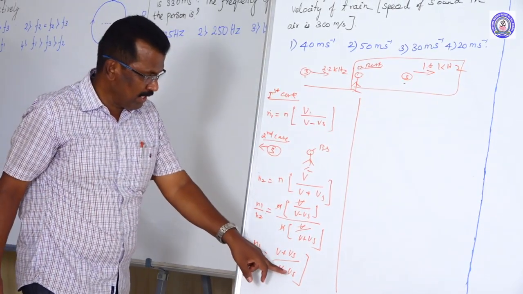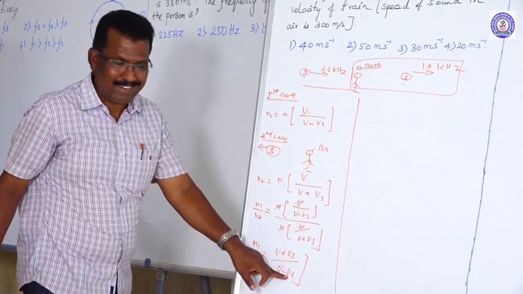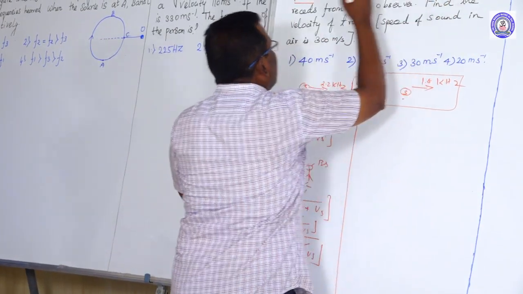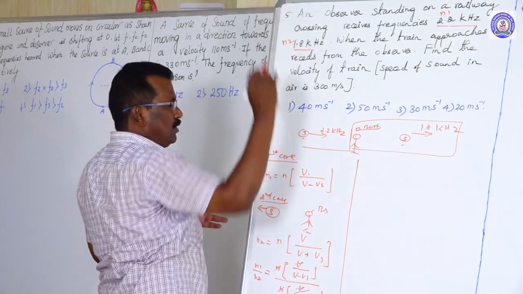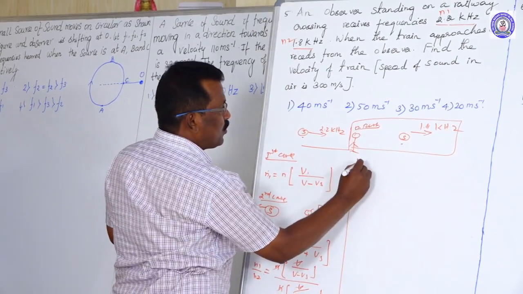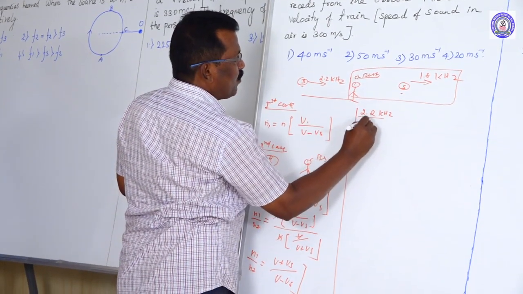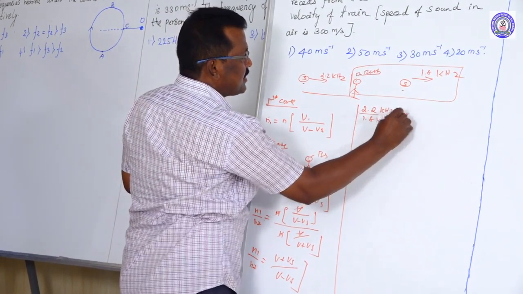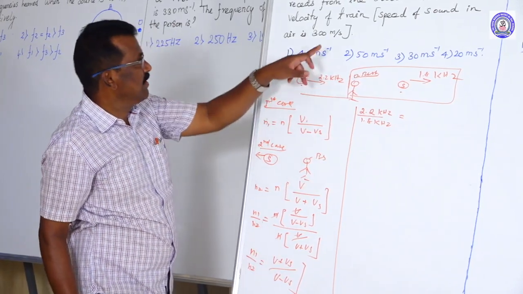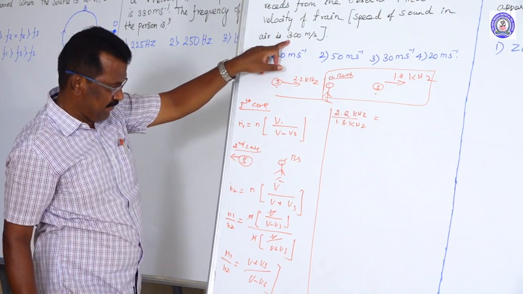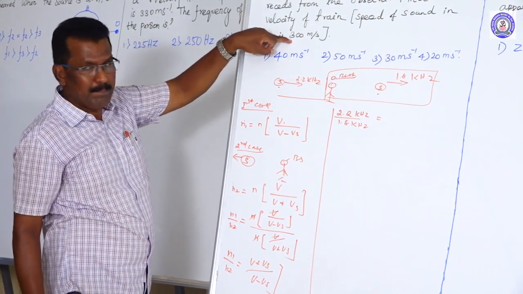So we have to calculate only the velocity of the source, that is the train. n1 is given, this is n1, this is n2. So n1 by n2: 2.2 kilohertz divided by 1.8 kilohertz is equal to (v plus vs) over (v minus vs). V is given, what is the value of v? 300 meter per second.